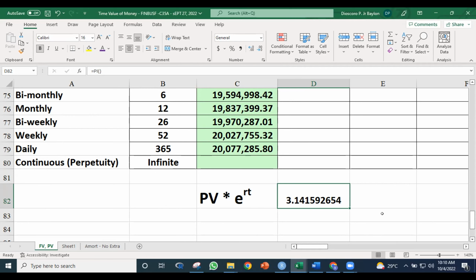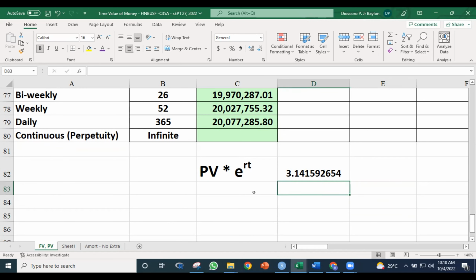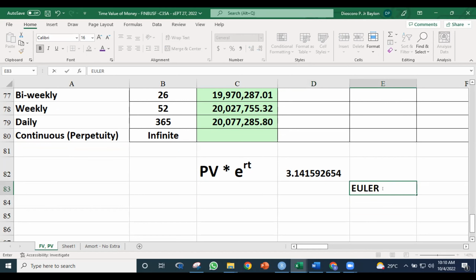You will have a stack of bond paper reaching to the moon and back, and back again. And the number pi has not stopped, because it's a non-repeating, non-terminating number. In the same manner, this one, which we call Euler's number. This is called Euler's number.